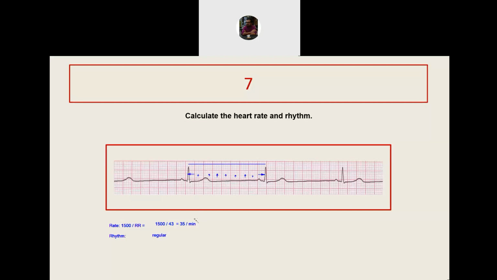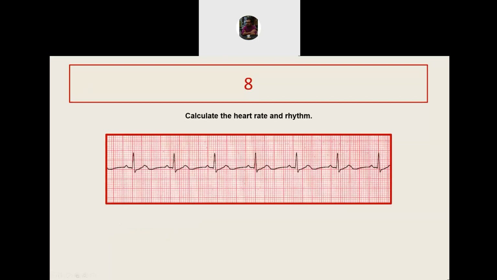You are just counting how many millimeters are there between the two R waves. So we'll move on to the next question. Calculate the rate and rhythm. Same method. So try.